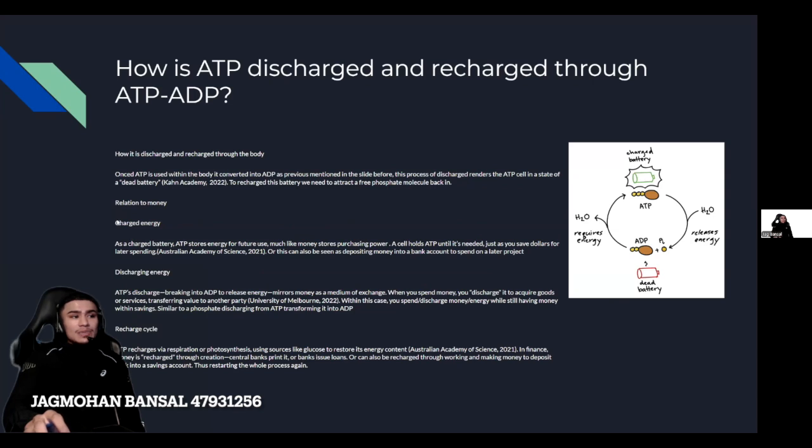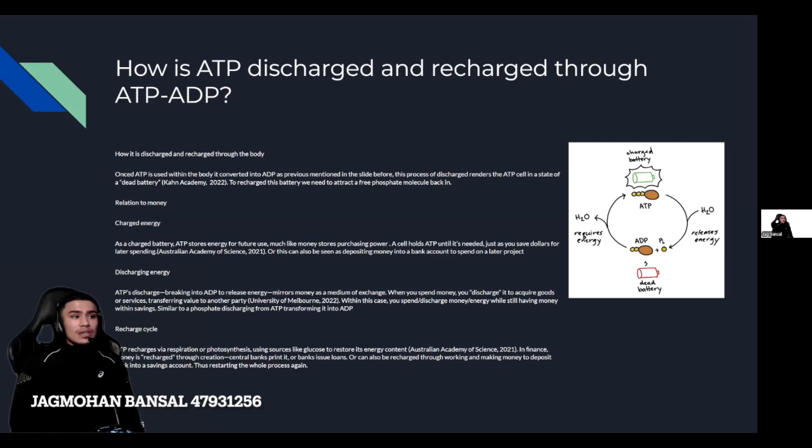How does this relate to money and finance? As a charged battery, ATP stores energy for future use, much like a bank storing purchasing power. A cell holds ATP for when it's needed, much like saving your money for later spending. Or this can be seen as depositing money back into the bank to spend on a later project.